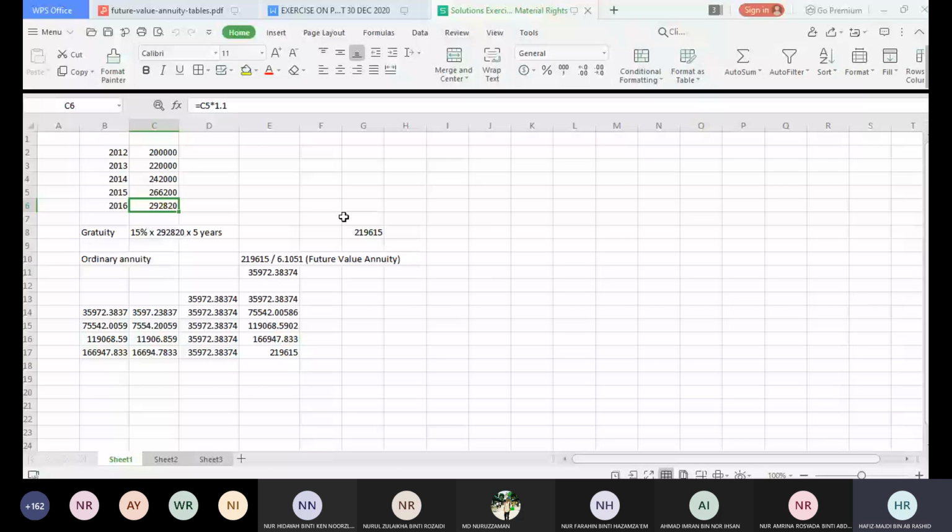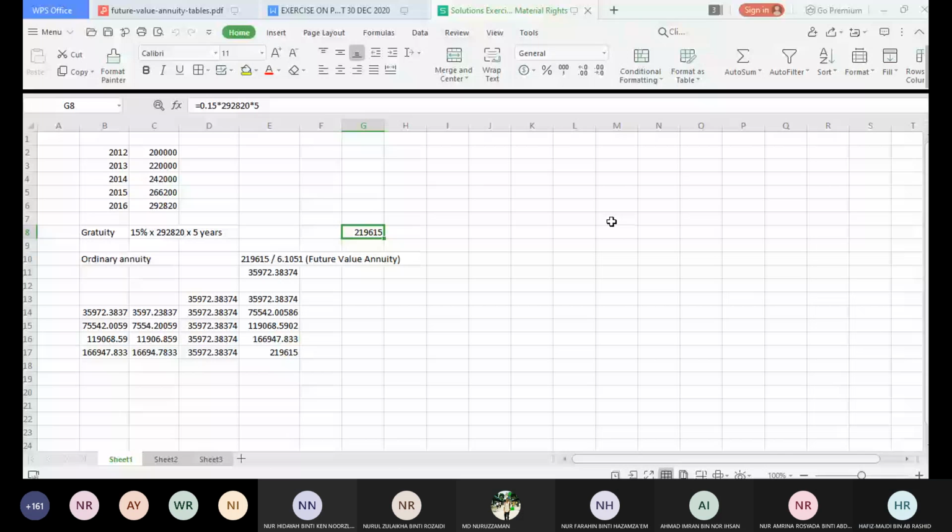So how much will be the gratuity? 15% of that final salary figure multiplied by 5 years in service, so you will get 219,615. The issue for the second question is that you need to have that amount of money when the professor retires, because you need to pay. This is your estimation, because you know that you need to pay gratuity to the professor upon his retirement: 219,615.